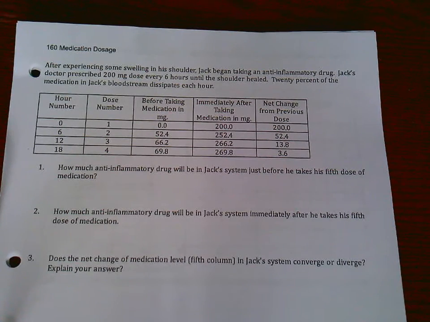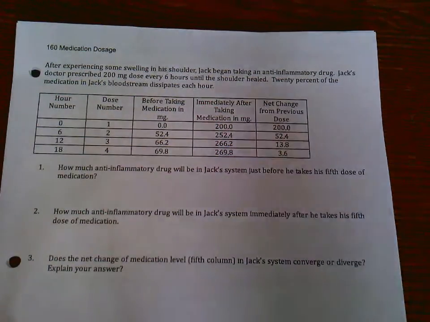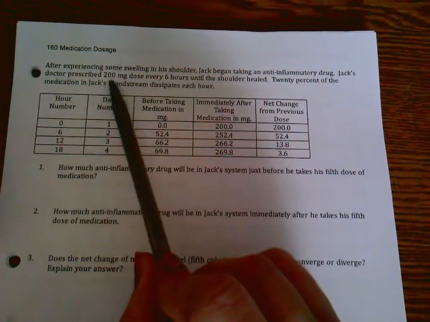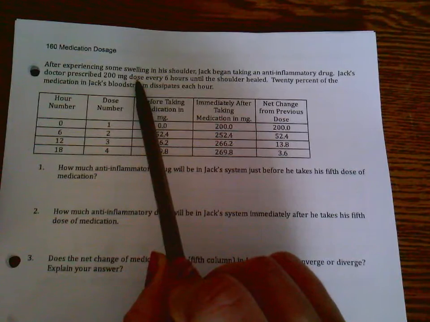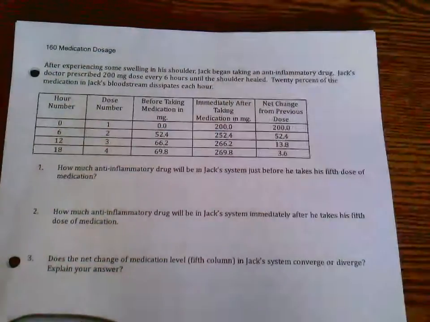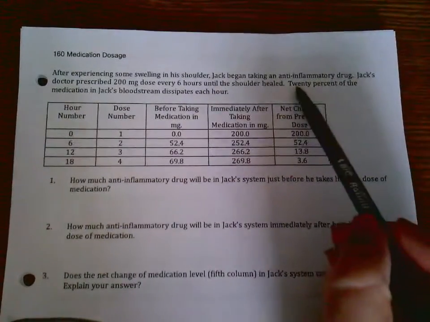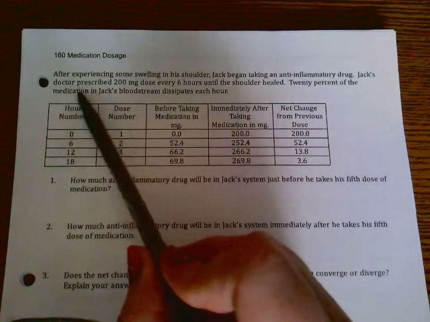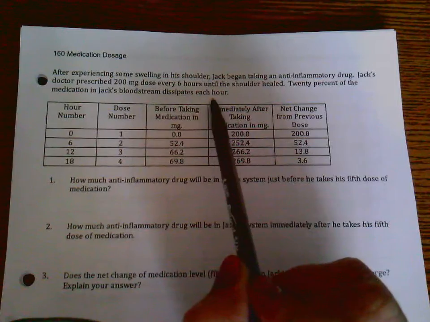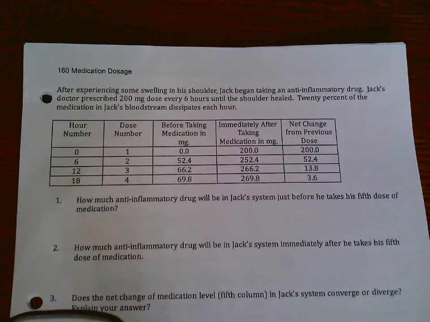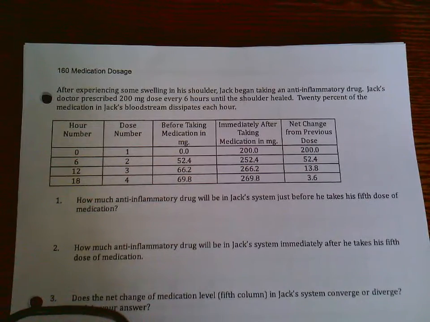Okay, so here's the situation. After experiencing swelling in his shoulder, Jack began to take an anti-inflammatory drug. His doctor prescribed a 200 milligram dose every 6 hours until the shoulder healed. Here's an important piece: 20% of the medication dissipates each hour. How many hours does it take until Jack can take another dose?